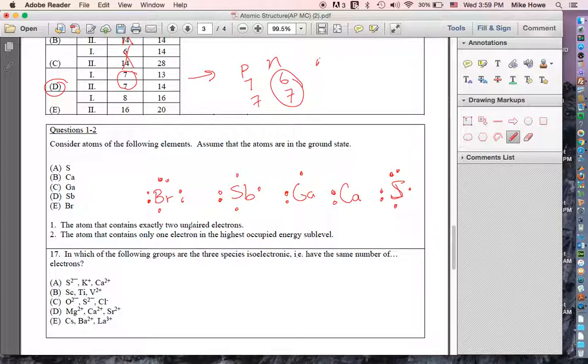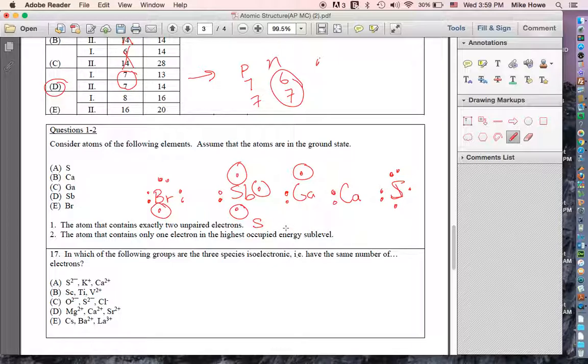Let's say Ga? No. Ga has 1 unpaired electron. Here are the unpaired electrons: there's 1, there's 1, there's 1. That's 3 unpaired. This has 1 unpaired. Oh, so sulfur. So sulfur is your answer. It has 2 unpaired. So that's sulfur.